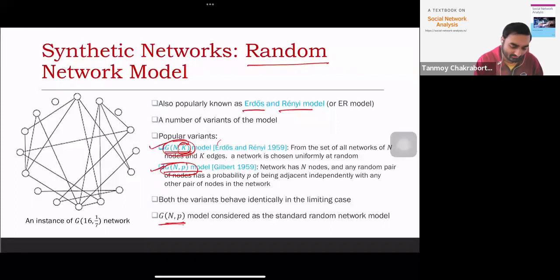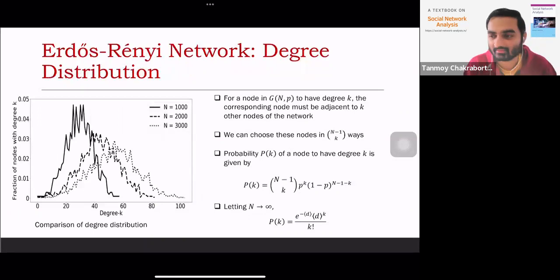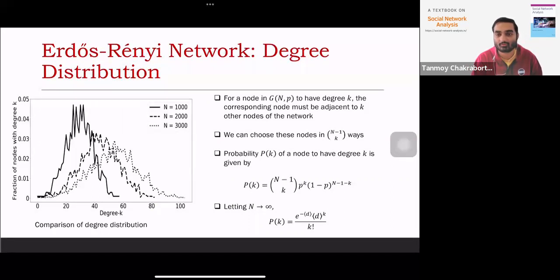Okay, now this is an example of a random graph where you have 16 nodes and the probability is 1 by 7. If you have this probability, you can look at this kind of graph. Now it is very intuitive that this kind of graph would not be able to preserve the three properties that I mentioned, because real world networks do not form randomly.